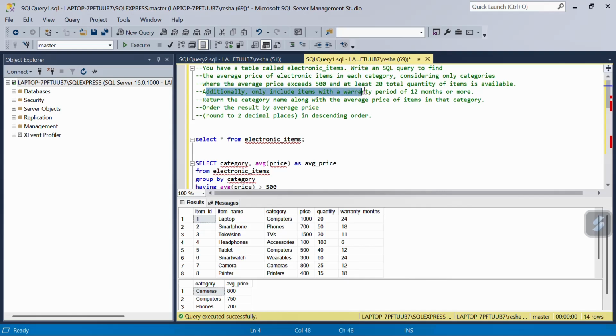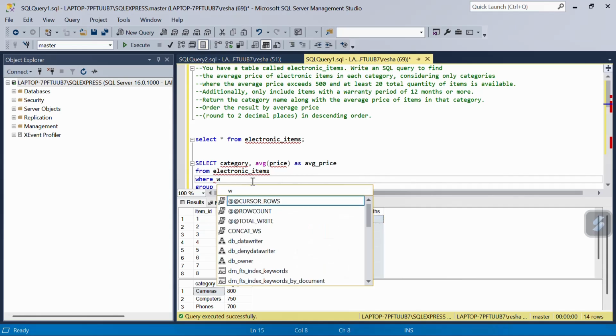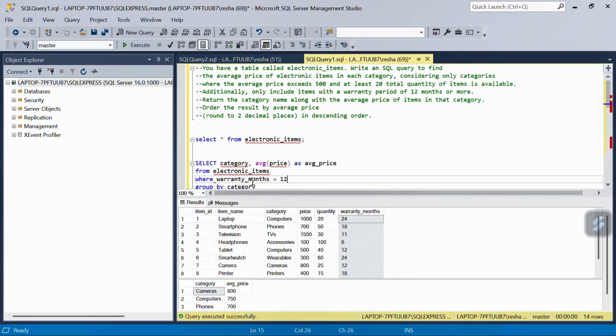Additionally, only include the items with a warranty period of 12 months or more. Now we have to give a WHERE condition, where warranty underscore months is greater than or equal to 12.